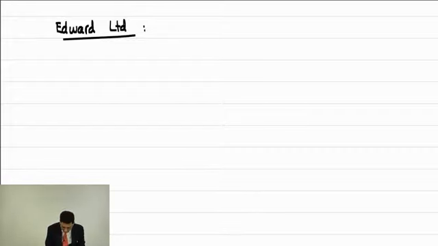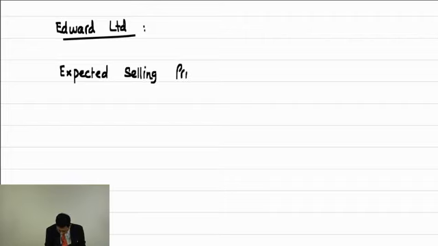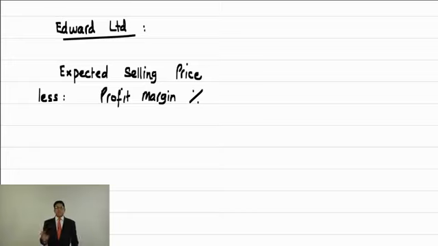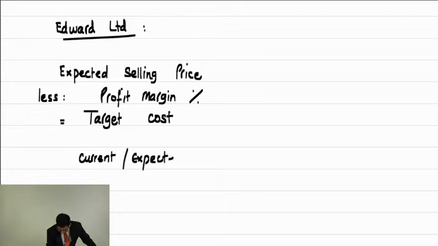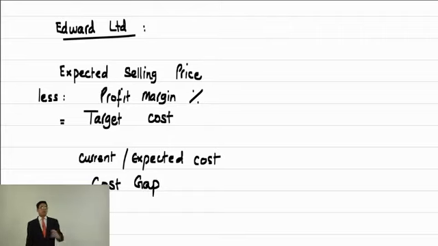First of all, we need to know the expected selling price. Then we subtract the profit margin, and always remember it is given to you as a percentage in the question, so you don't need to worry too much about this. So expected selling price minus profit margin equals target cost. And this target cost is compared with the current or expected cost, in this case the cost of a radio, and the difference is called the cost gap. But not any difference. I will explain which difference. Sometimes there may be a cost gap, sometimes there may not be, but when we get to that stage I will explain.